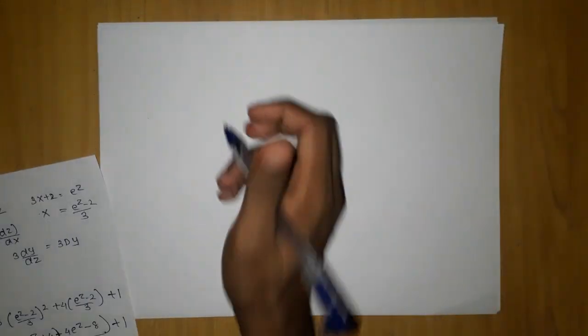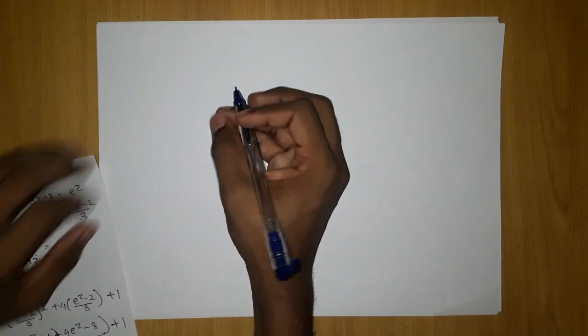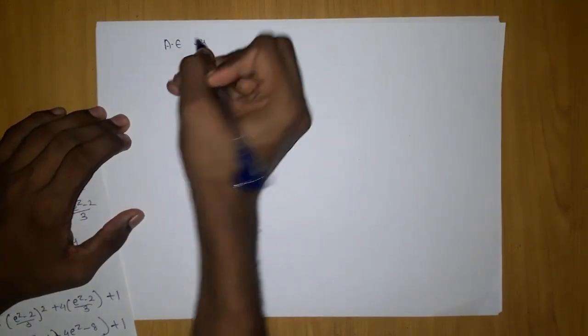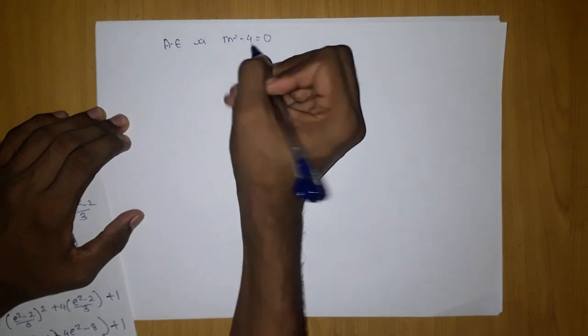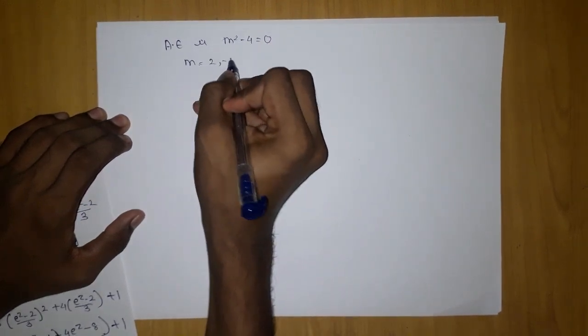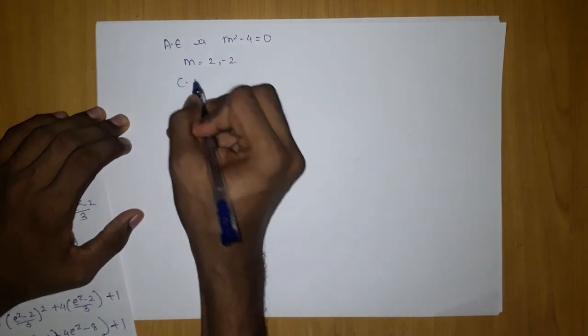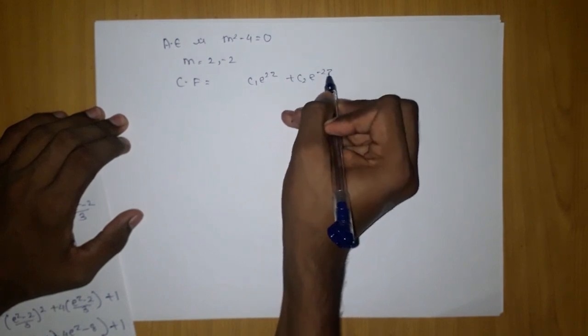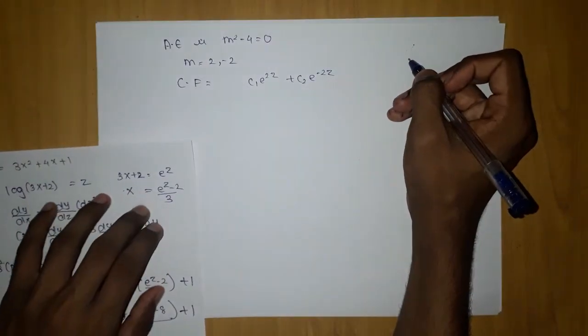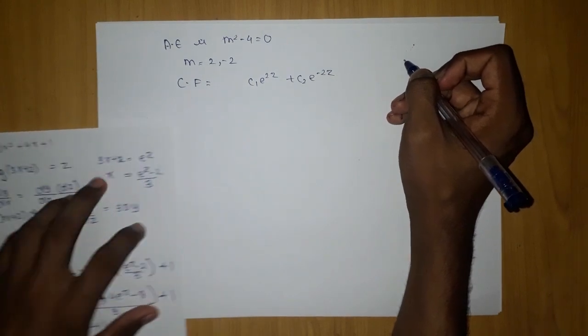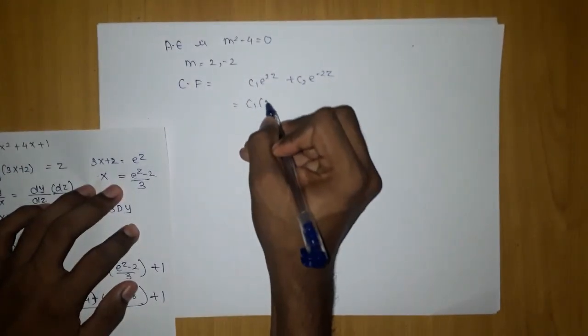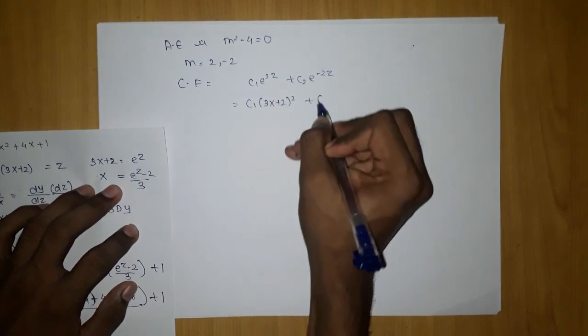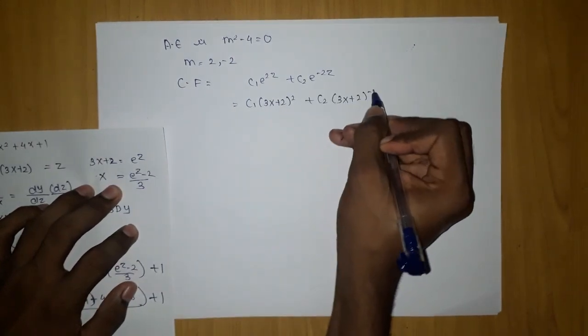Now to get the complementary function, the auxiliary equation is m square minus 4 equals 0, and this is very simple. You will get m equals 2, minus 2; roots are real and distinct. Complementary function will be c1 e to the power 2z plus c2 e to the power minus 2z. You have to resubstitute the value of z. Here e to the power z is 3x plus 2, so we get c1 (3x plus 2) the whole square plus c2 (3x plus 2) power minus 2.